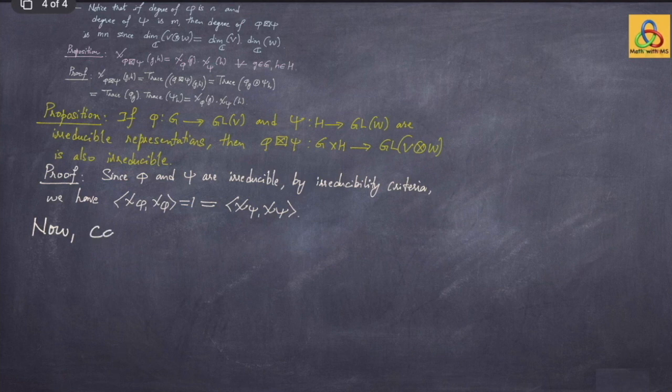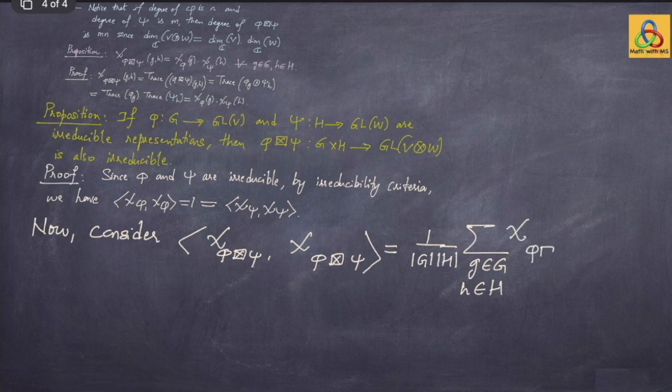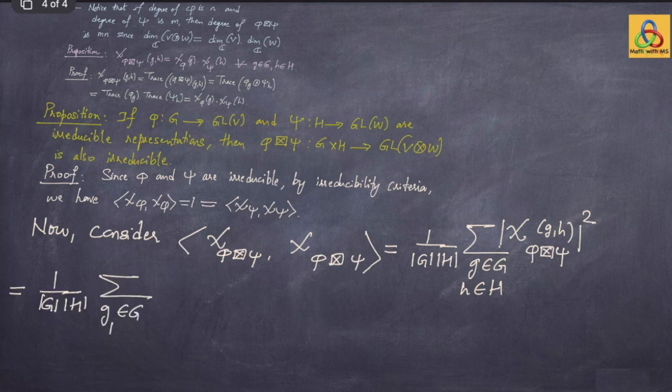Now again try to use the irreducibility criteria for the exterior tensor product. So consider chi of phi exterior tensor psi, the inner product in the group algebra, which by definition is 1 by order of the group, which is order of G times order of H, summation over little g, little h belonging to G times H, equivalently little g belonging to G and little h belonging to H, of chi of phi exterior tensor psi of (g, h) into its complex conjugate, which is the same as mod square, which is the same as summation g in G, h in H, chi phi of g mod square times chi psi of h mod square.